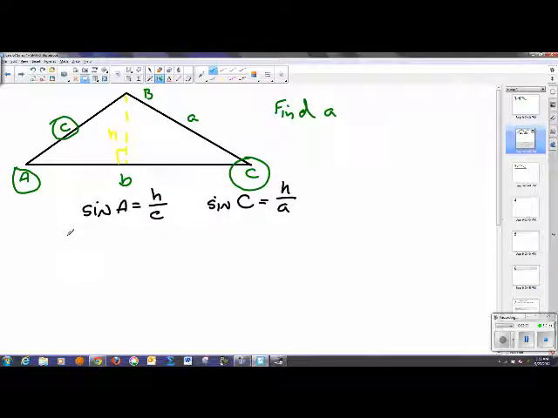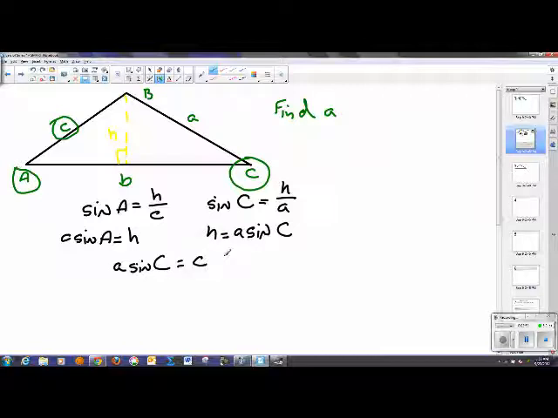Well, in both of these, I have the value of h. So what I'm going to do is isolate that. So I have c sine A is equal to h, but I also have h is equal to a sine C. I can set these two equal by substitution and say a sine C is equal to c sine A. And doing a little division here, I can say that the side c over the sine of C is equal to the side a over the sine of angle A.